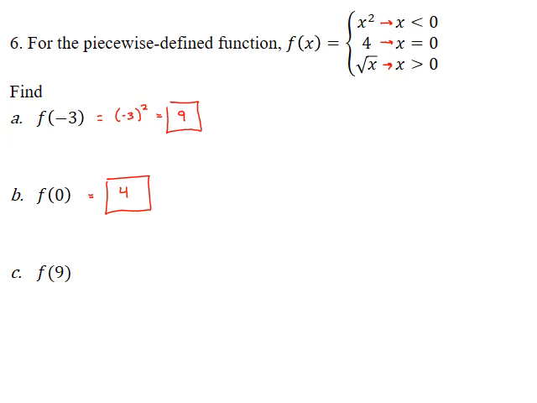For f of 9, 9 is obviously bigger than 0, so that's the third parameter, which means you have to plug the 9 into the square root function. So I would take the square root of 9, which is equal to 3. Once again, not only must you pay attention to which interval it falls into, you have to plug your number into the right function. If you had plugged, let's say, the -3 into the last one, you would have got the wrong answer. Or if I plugged 9 into the first one, that would be the wrong answer. So you have to pay attention on these piecewise functions.